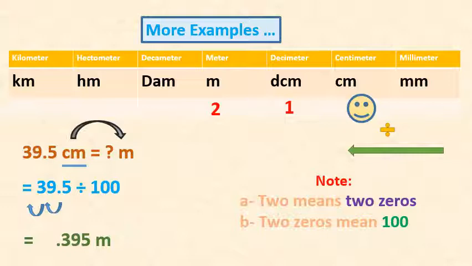0.395 meters. Shall we keep this answer like that? Shall we keep the decimal point like that? No. What are we going to do? We're going to put a 0.